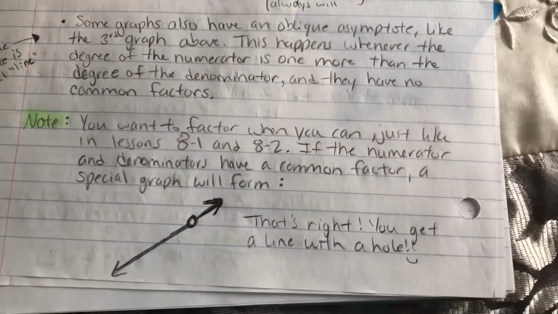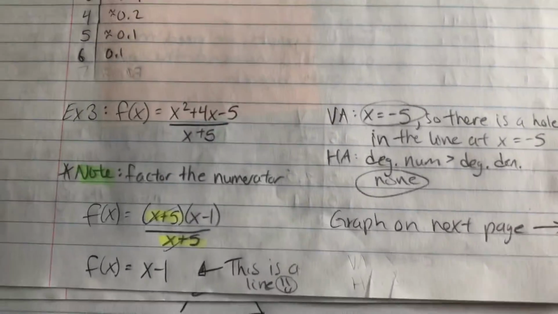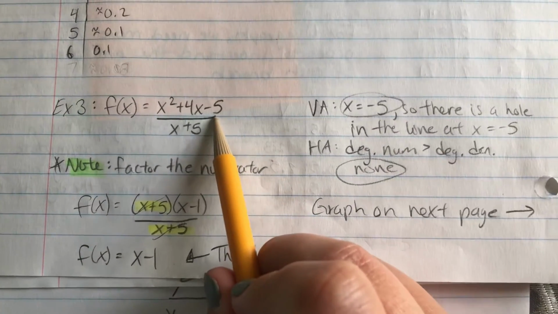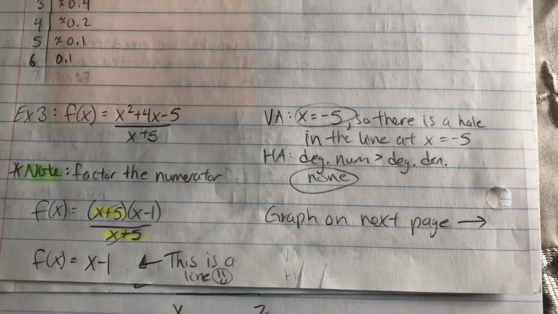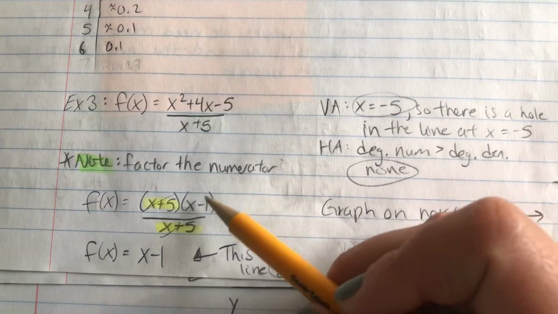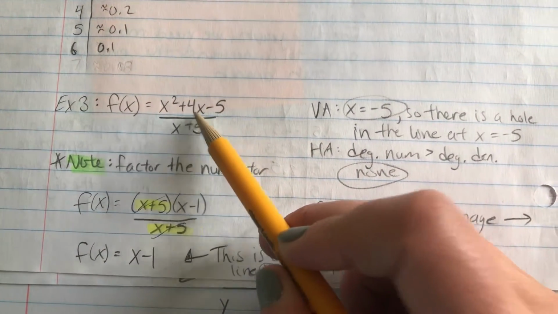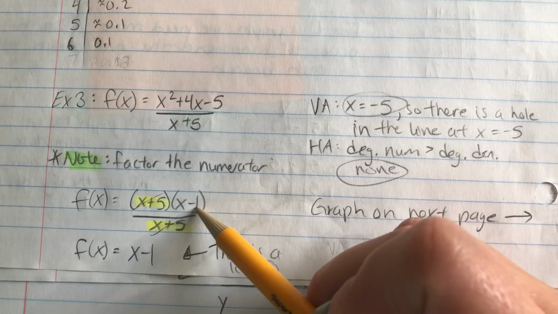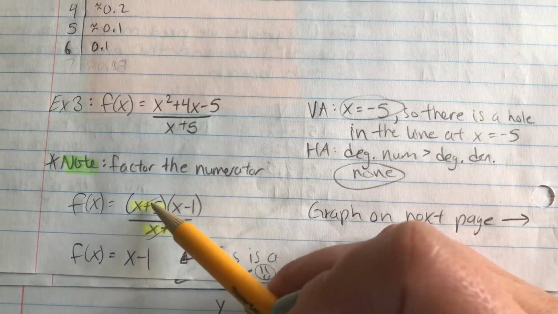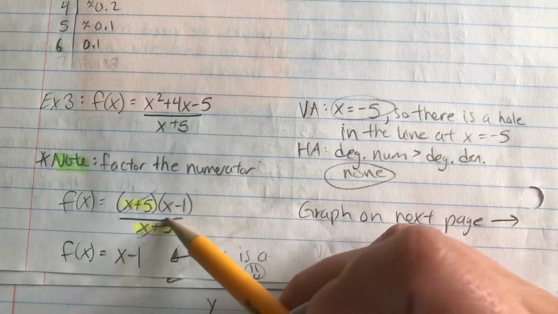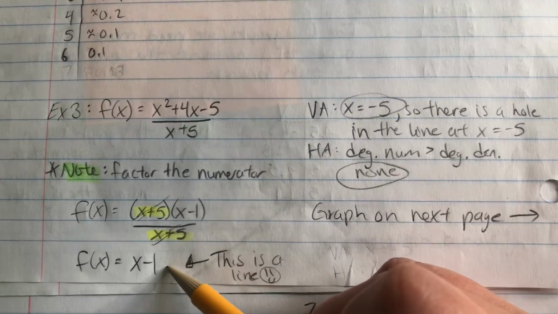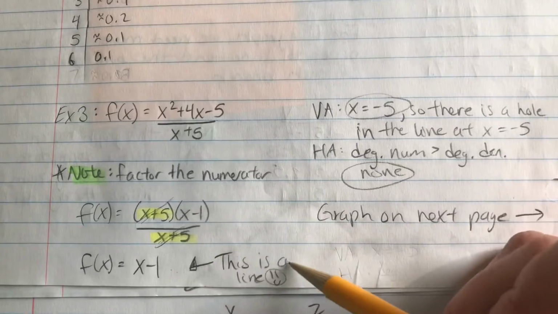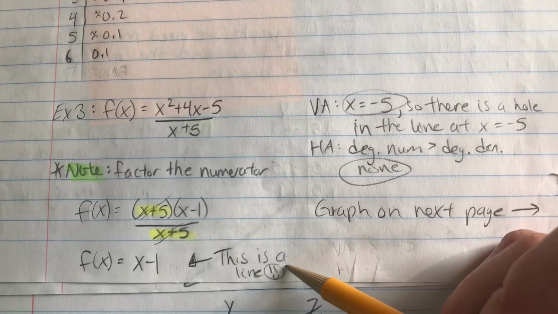But what you'll notice that's different about this problem is we can actually factor the numerator. And if we do that in the first step, we're going to have a lot less work when it comes to our graphing. So we're going to factor the numerator. Factors of -5 that add to 4 would be 5 and -1. And now we'll notice that we have a common factor in the numerator and the denominator that cancel out, and all we're left with is x minus 1. This turns into a linear equation.